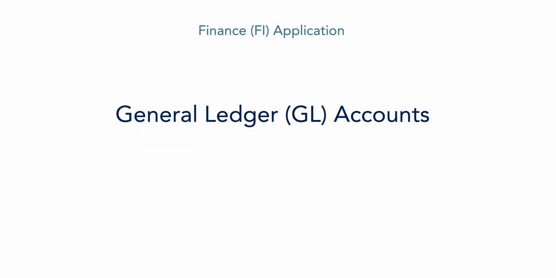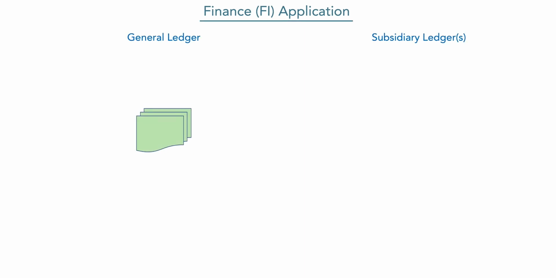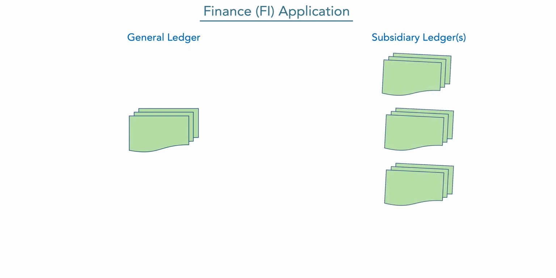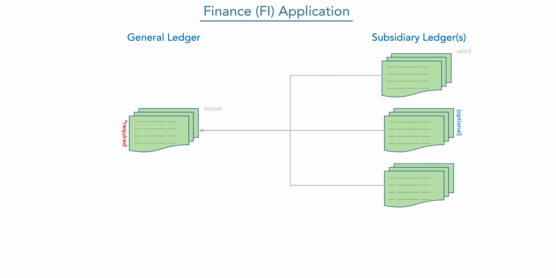In this particular tutorial we will discuss general ledger accounts. The finance application consists of one compulsory general ledger and a number of optional subsidiary ledgers. A general ledger is basically a master set of numbered accounts that summarize all transactions occurring within the organization.